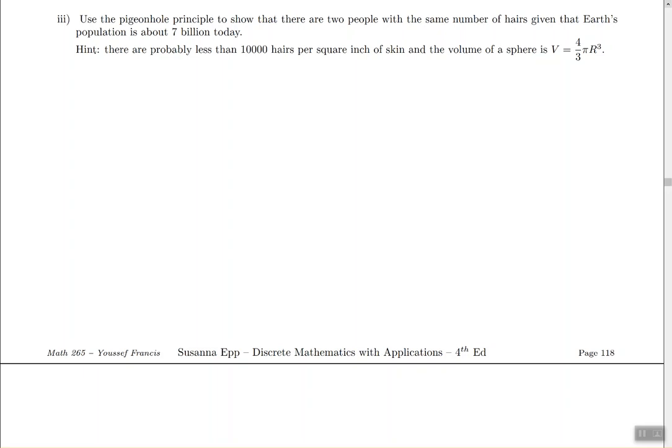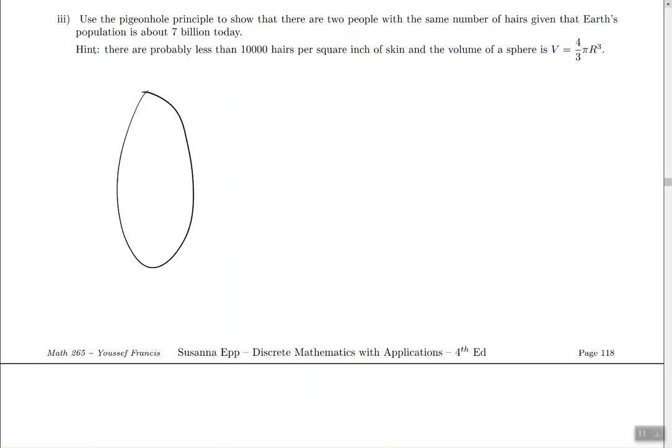Okay, so what we're going to do for this problem is first figure out how many people there are on planet Earth, and that's about 7 billion. We're told that in the problem. And next, I'm going to figure out how many hairs are possible on a human being. I'm going to put a maximum amount of hairs on a person, basically. So what I'm going to do is pretty much something like this.